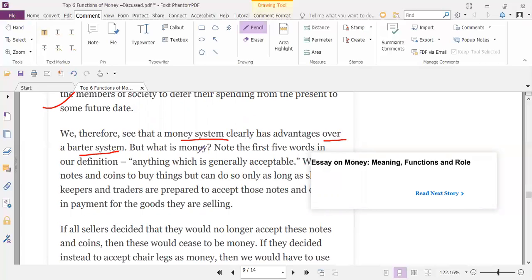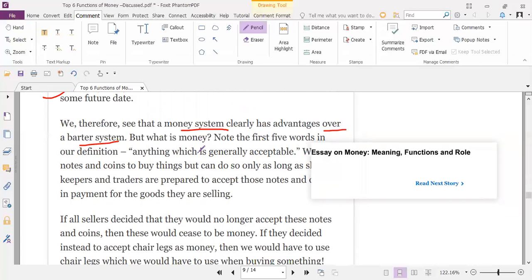But what is money? Note the first five words in our definition. So what is money? This is what is asked in your question, right? Anything which is generally acceptable. Money is anything which is generally acceptable, as I just said. The payment in terms of money cannot be denied by anybody. Everybody is legally bound to accept the payment in terms of money. So, anything which is generally acceptable.